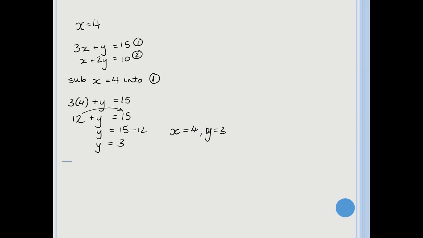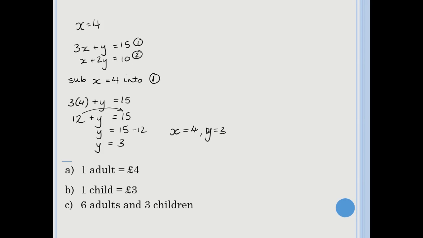Now, because it is a problem solving question, we've got a bit of context to the question. We actually had a couple of different things the question was asking us. So if it is a context question, remember to answer that at the end. Part A was, how much does an adult cost? Can't just leave it as x equals 4. You have to state that the adult costs £4. For part B, we were asked about the child. Again, we can't just leave it as y equals 3. We've got to state that the child costs £3.